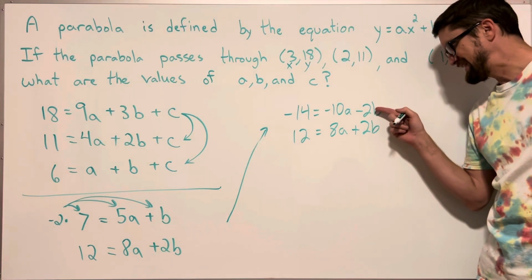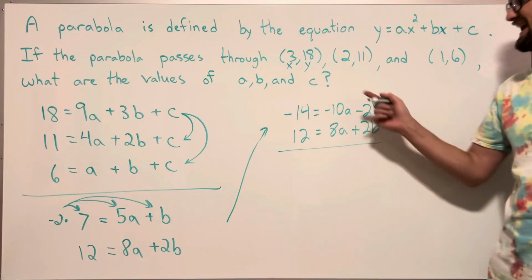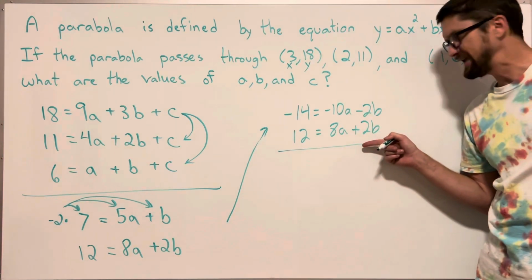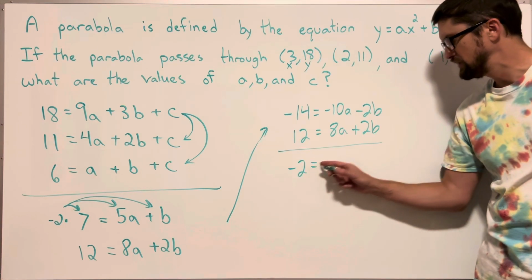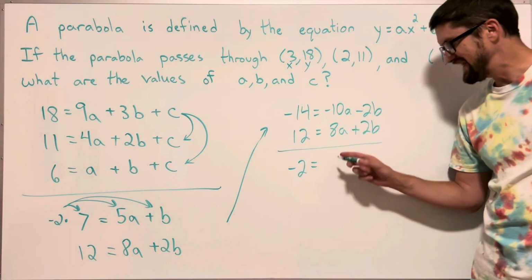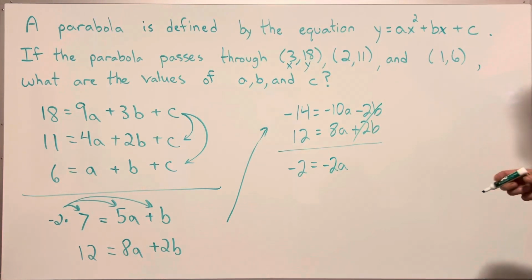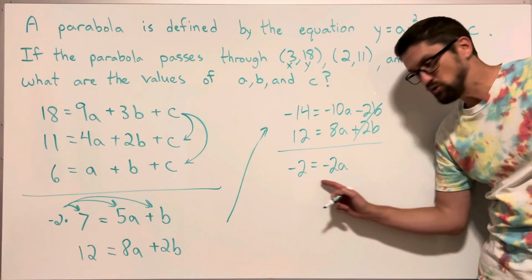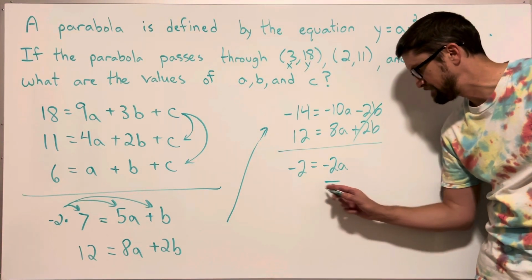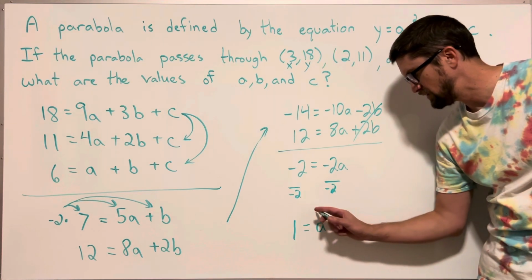I did that so that these will be opposites, so that when I add them together, these will cancel. Negative 14 plus 12 is negative 2. Negative 10a plus 8a is negative 2a, and the b terms are eliminated. And now I can get my a by dividing both sides by negative 2. And I get an a value of 1.